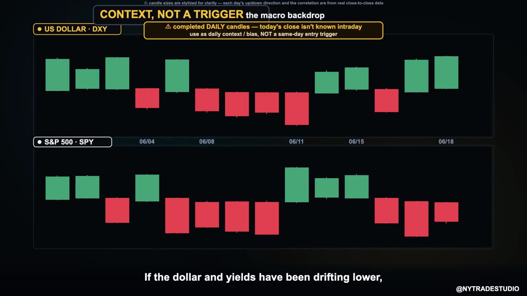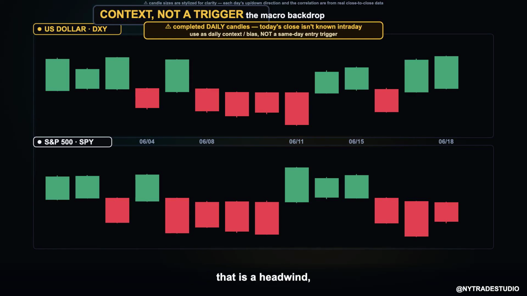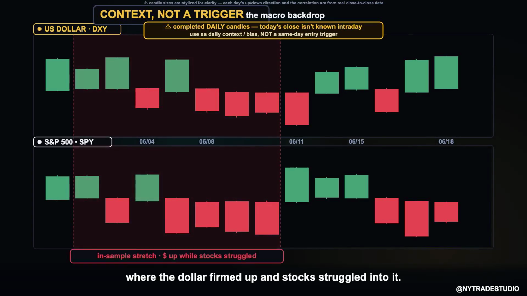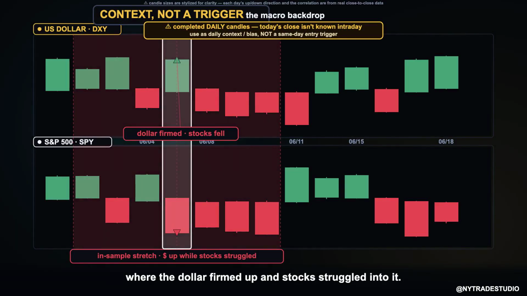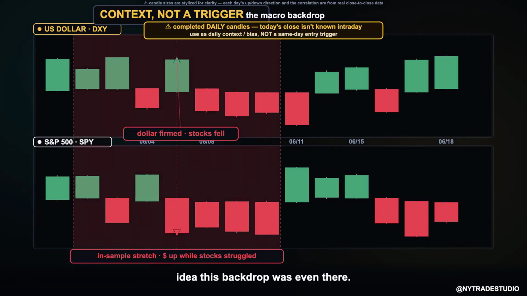If the dollar and yields have been drifting lower, stocks have a gentle tailwind, and your long setups are leaning with the current. If the dollar and yields have been pushing higher together, that is a headwind, and a breakout is fighting that current. Look at this stretch, where the dollar firmed up and stocks struggled into it. A trader who only watched the stock chart had no idea this backdrop was even there.